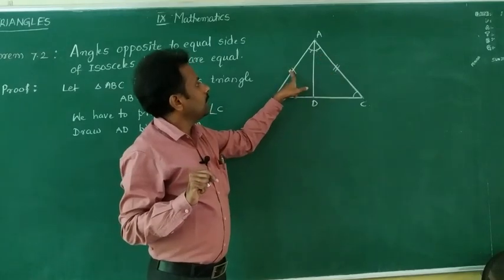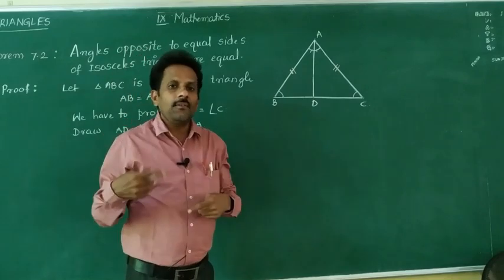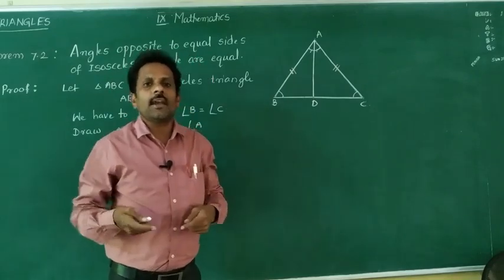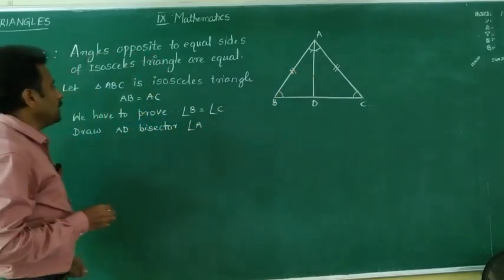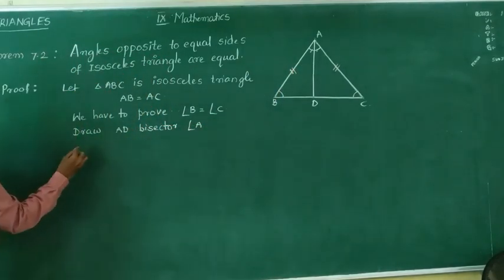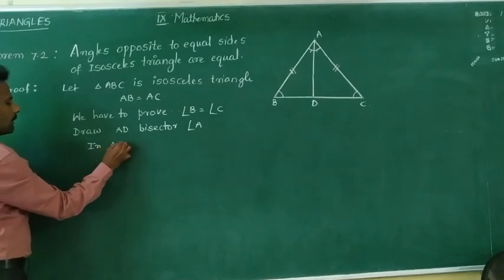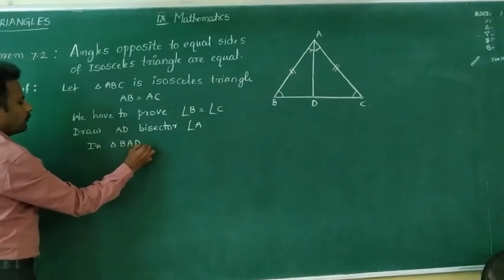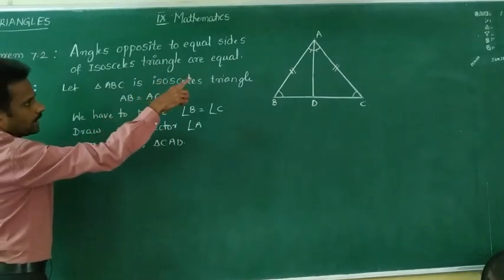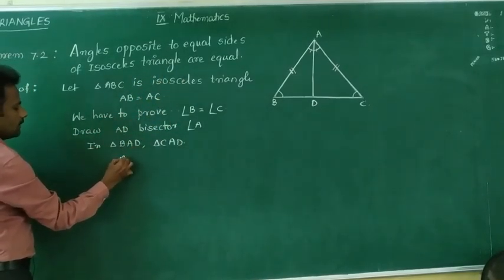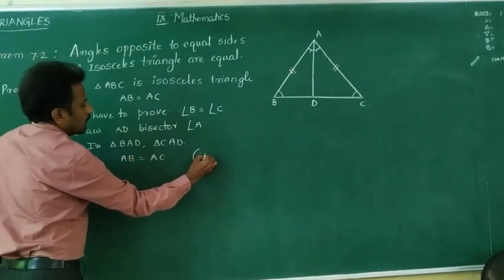That means now we can apply SAS congruency. First of all we have to think of which congruency to apply after observing the figure. So here I am going to take three parts. In triangle BAD and triangle CAD, what are the matching parts? I will take AB equals AC. Why AB equals AC? Because it is given.